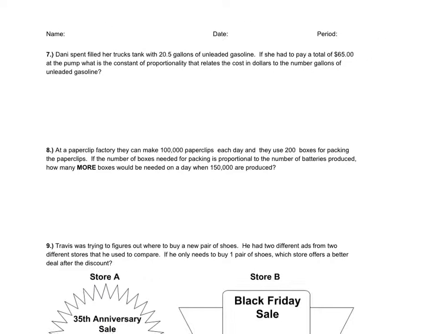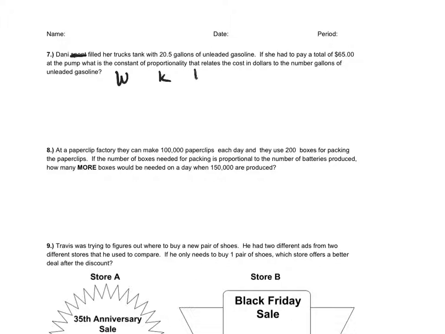Okay, so your next page, number 7, Danny's, okay, so you don't need this word right here, filled her truck with the 20.5 gallons of unleaded gas. If she had to pay a total of $65 at the pump, what is the constant of proportionality that relates to the cost in dollars of the number of gallons? So you would write a WKU, but you're really looking for a unit rate here, okay? So the constant of proportionality is your unit rate.